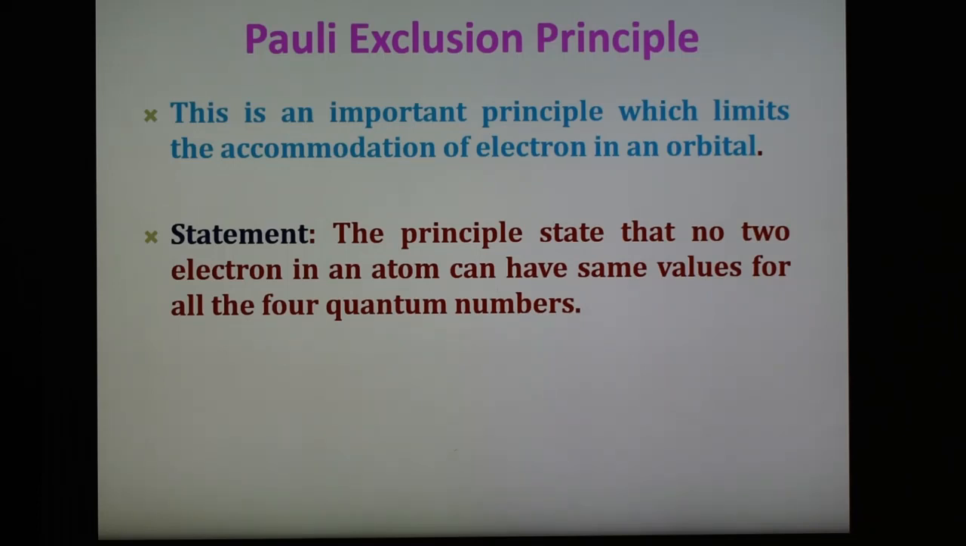For example, consider the K shell, that is n equals 1. The electron will have only one value, l equals 0, and one value of m, that is m equals 0, but it can have two values of spin quantum number s, either plus 1 by 2 or minus 1 by 2. This means that although n, l and m are the same for the 2 electrons, their spin quantum numbers are different. It is shown in the next slide.